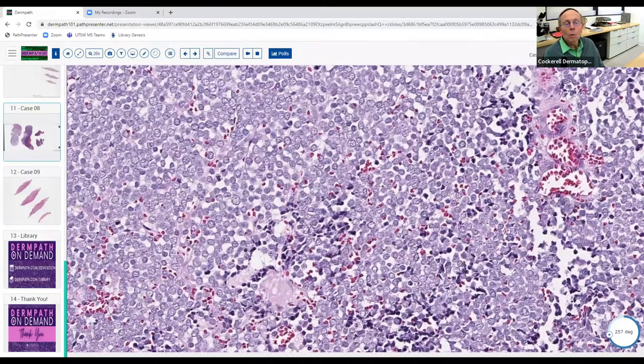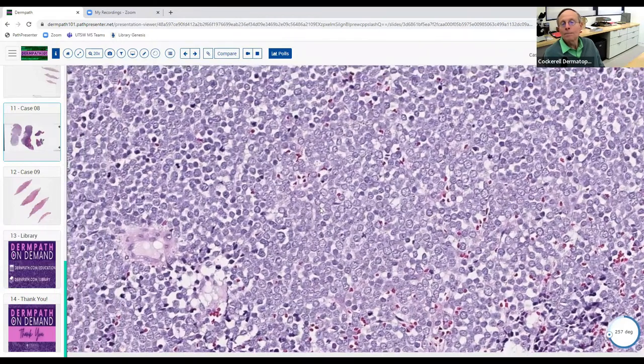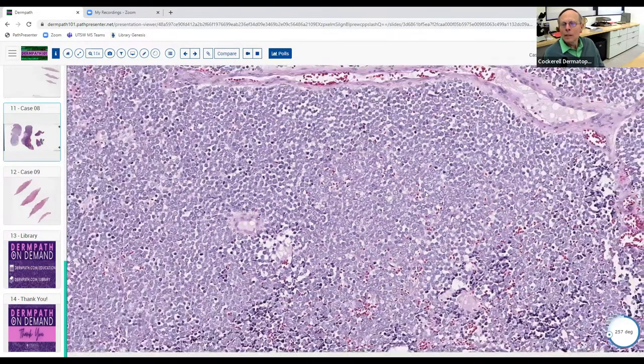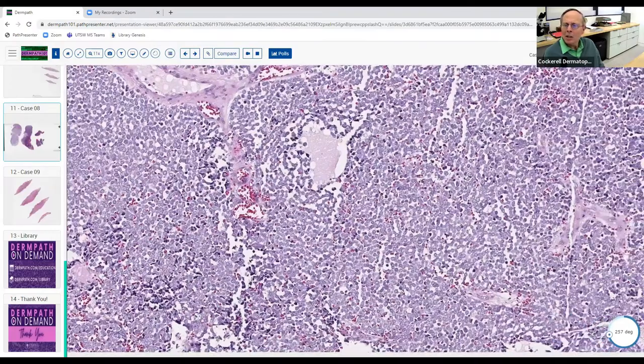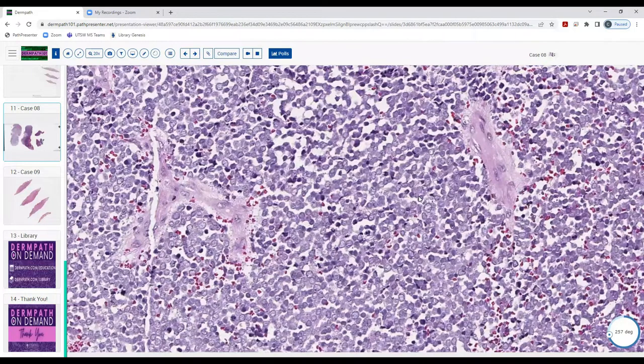So what's your differential diagnosis when you have a neoplasm like this? It's clearly malignant. There's a mitotic figure there and one there too. And you've got these poorly differentiated blue staining cells in the dermis. I would definitely be thinking about a B cell lymphoma. Good. So a lymphoreticular neoplasm.